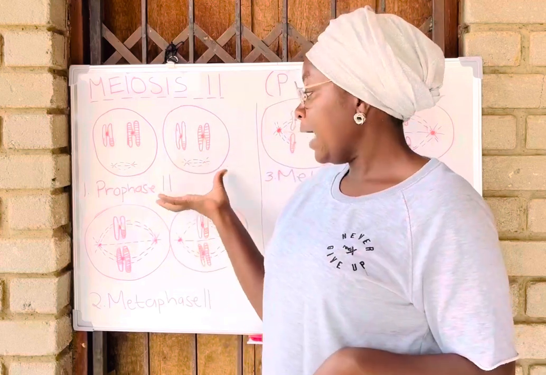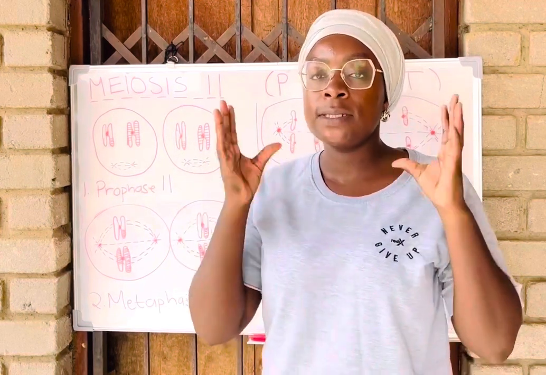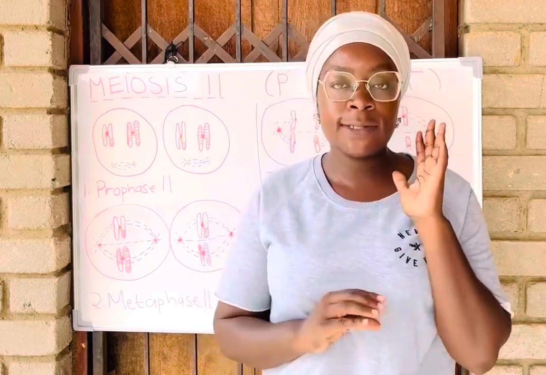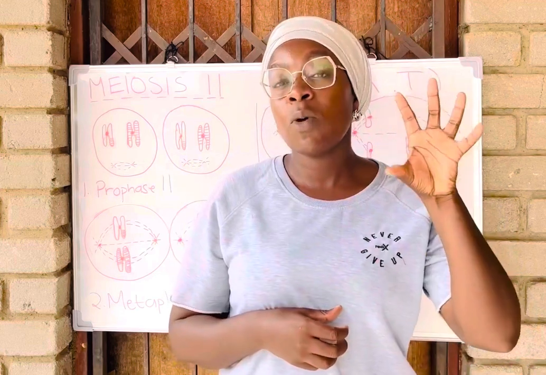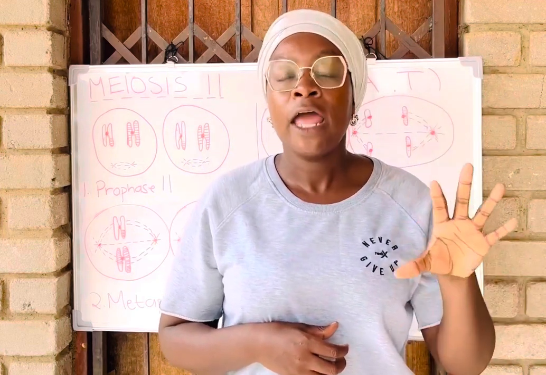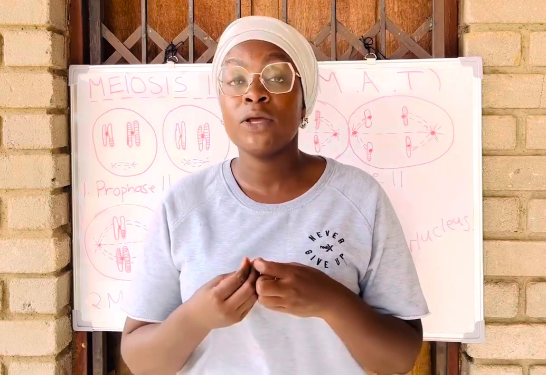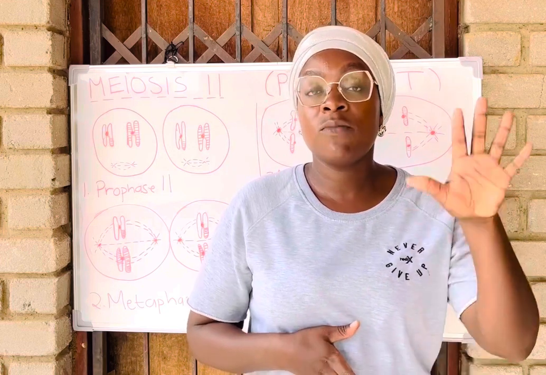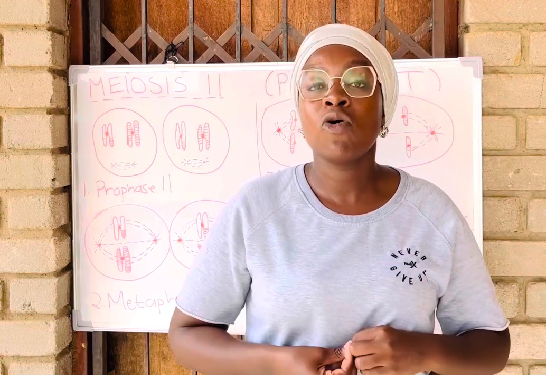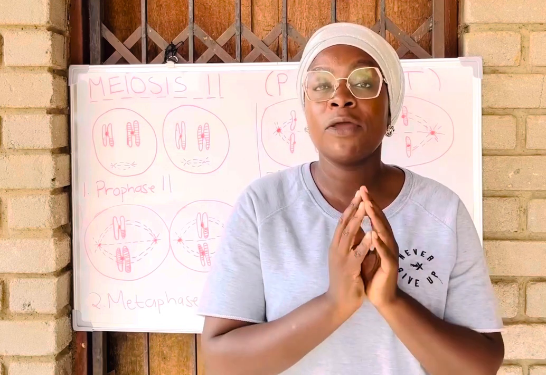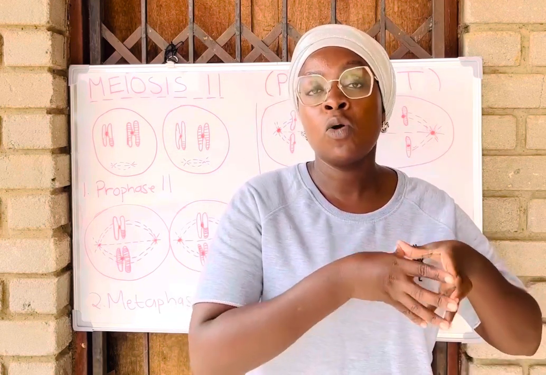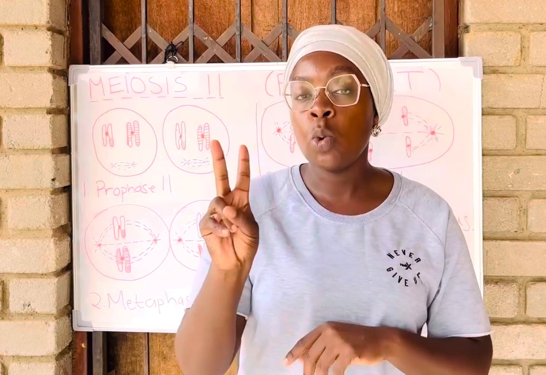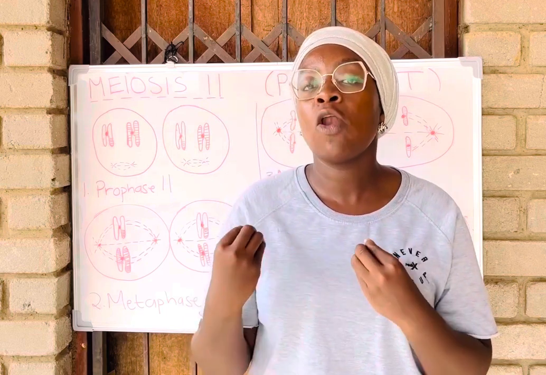So the diagrams are now representing meiosis 2. Before we discuss them, I want us to talk about the differences between meiosis 1 and meiosis 2. With meiosis 1, there is interphase before meiosis 1. However, there's no interphase in meiosis 2. And another thing is, in prophase, we have crossing over in meiosis 1. In meiosis 2, we do not have crossing over. Chromosomes in meiosis 1 arrange in homologous pairs. However, chromosomes in metaphase 2 arrange individually along the equator.